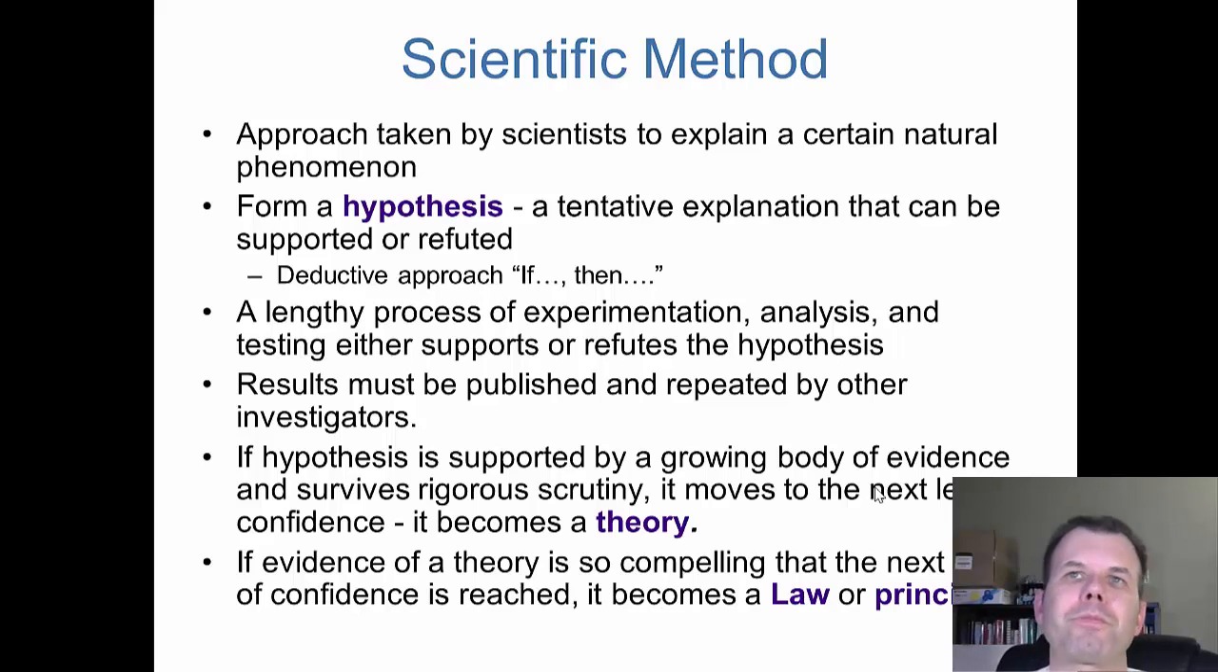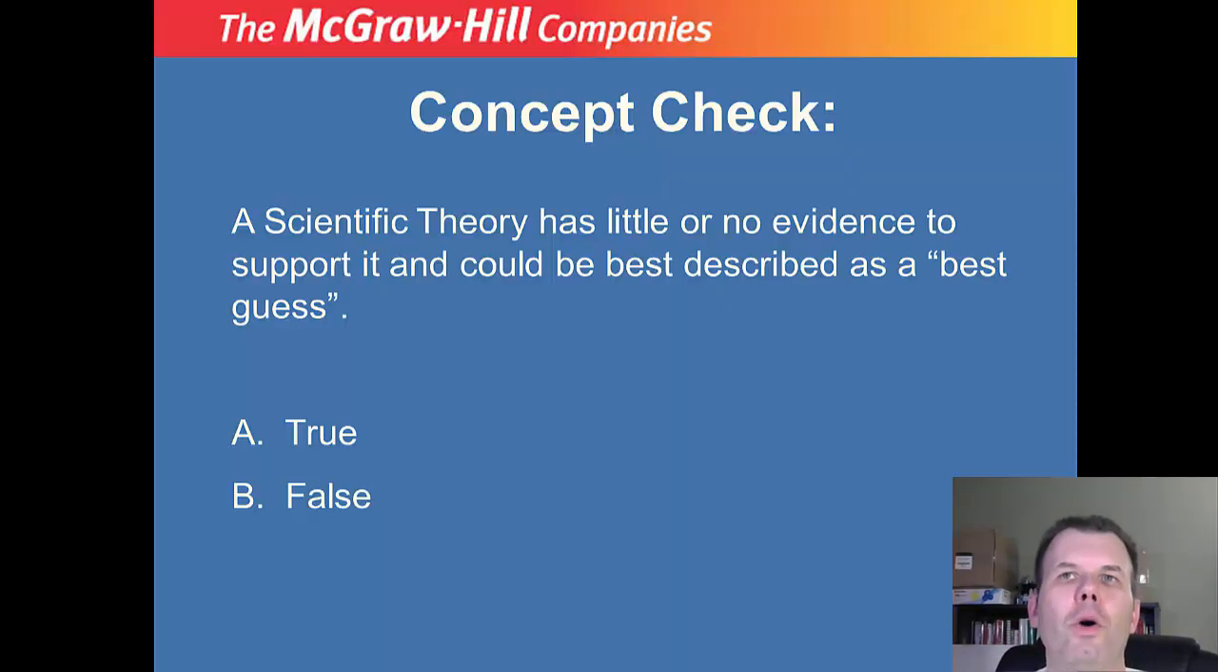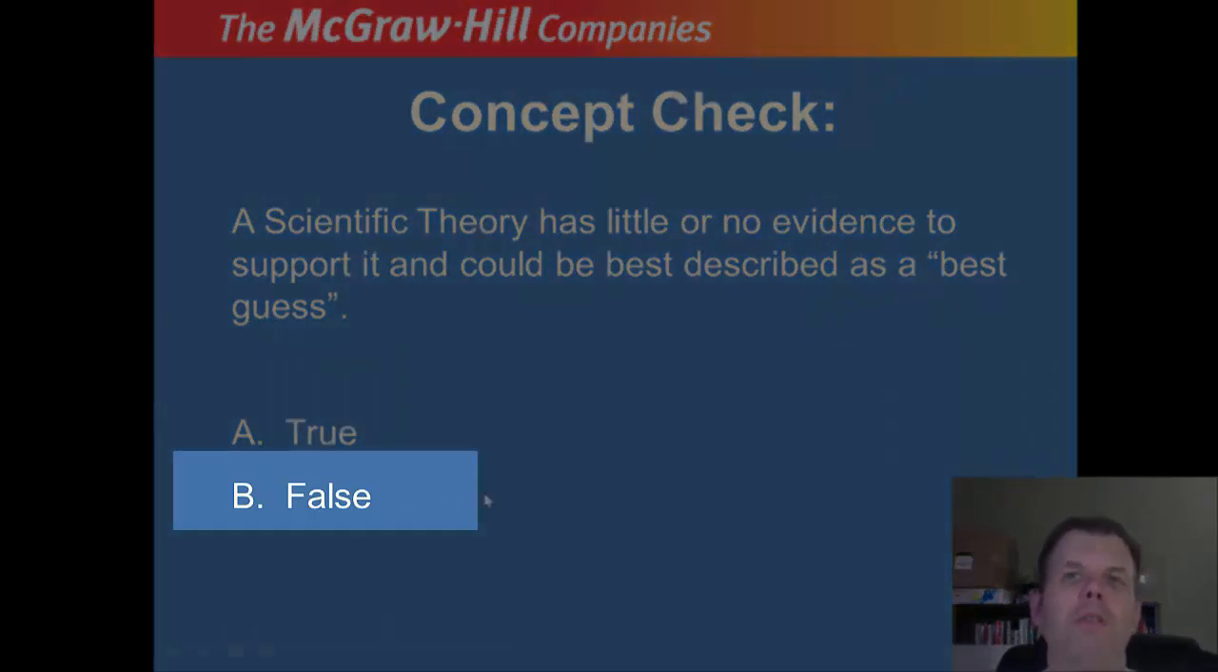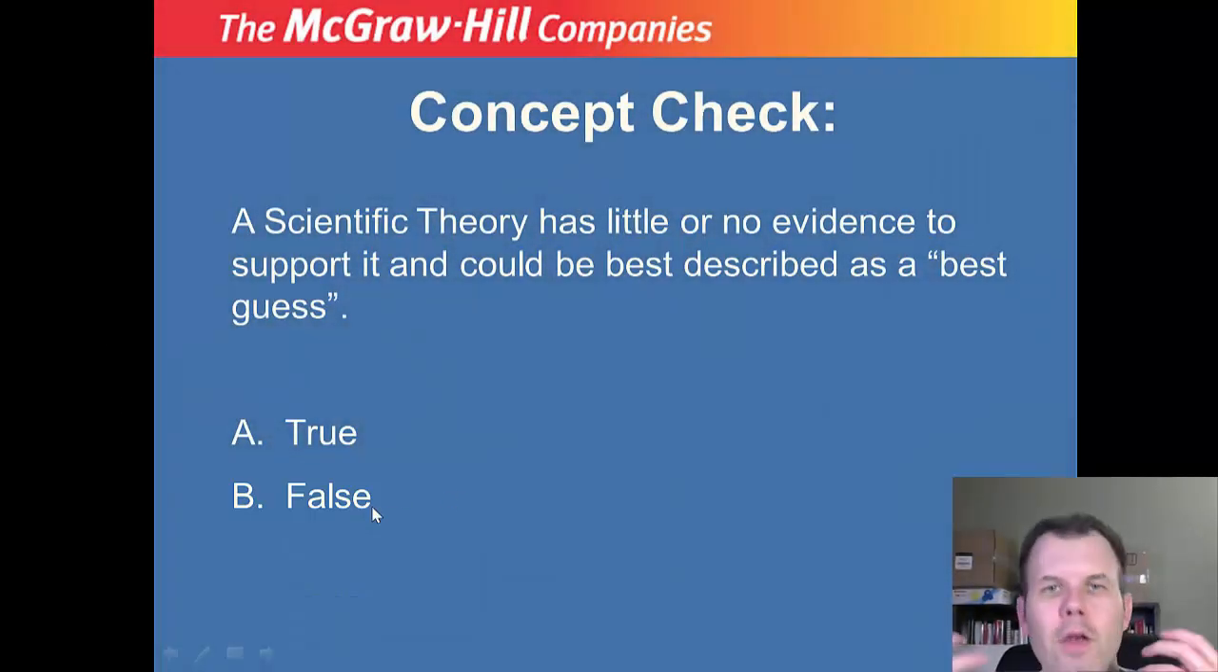All right? All right. So here, concept check. A scientific theory has little or no evidence that supports it and can best be described as a best guess. Is that true or false? Okay. If you answered false, you are correct, because again, a theory is something that gets proven over and over and over again to be very concrete.